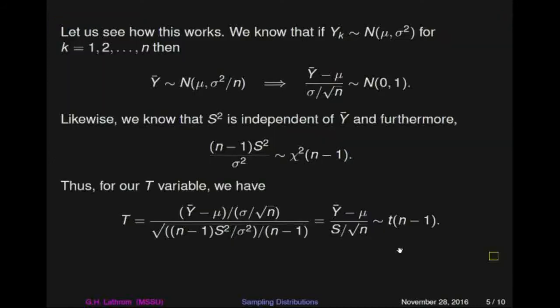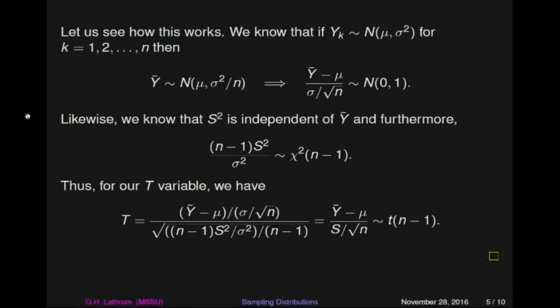Alright, so let's see exactly how this comes about. We know that y sub k is normally distributed with a mean of mu and a variance sigma squared, for k being 1 up to n. And so we know that y bar is distributed normally with a mean of mu and a variance sigma squared over n. Now, if we subtract the mean and divide by the standard deviation, then we get something that's normally distributed with a mean of 0 and a variance of 1. So we get something that's distributed standard normal.